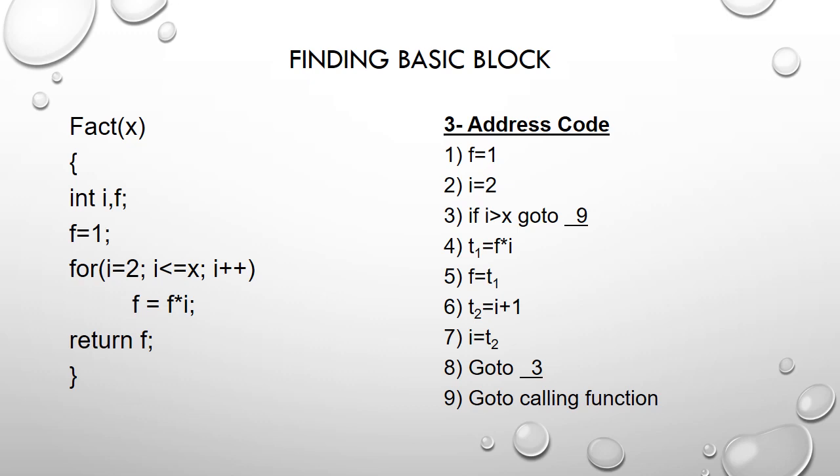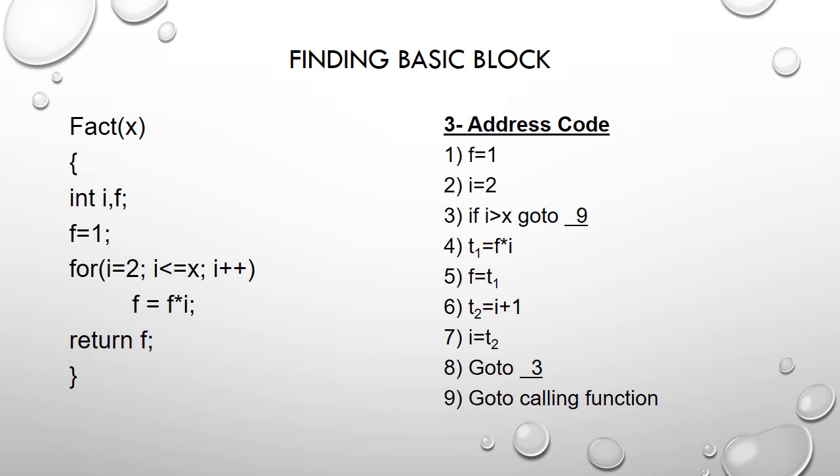Now if i is not greater than x, that is, i is less than or equal to x, from 3 we automatically move to statement number 4. At statement number 4, it performs f equals f multiplied with i. This is performed in two steps. First, f multiplied with i is stored in a temporary variable t1, and then t1 is assigned to f in the fifth statement.